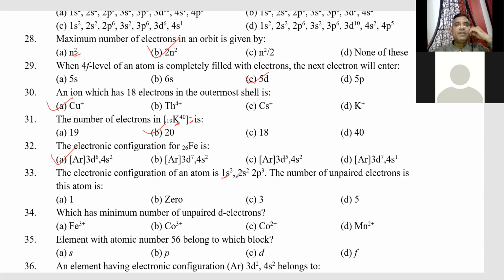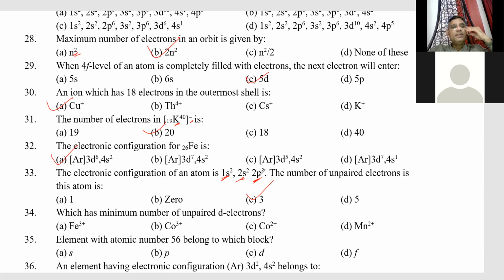This is paired. This is paired. These are paired. 4? No, 3. Yes, sir. Only one subshell, 2p, is unpaired, which is having 3 unpaired electrons. So the total number of unpaired electrons is 3. These are 3, the nitrogen. 1s2 2s2 2p3, that is nitrogen.